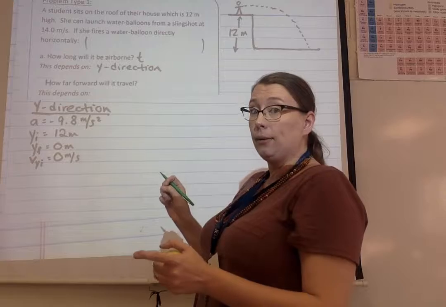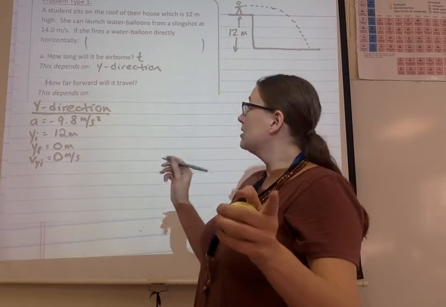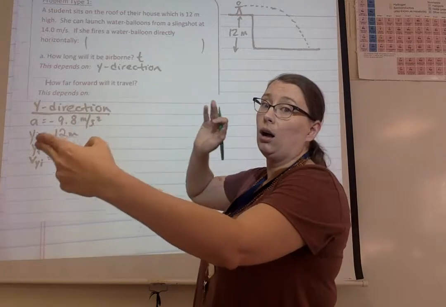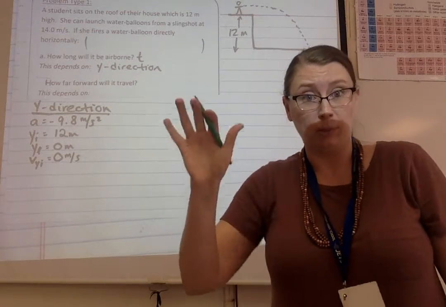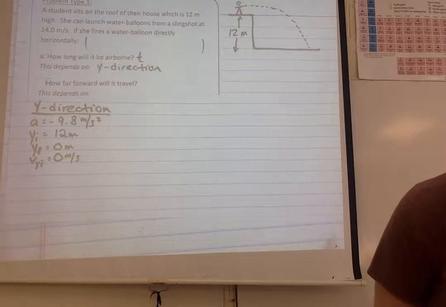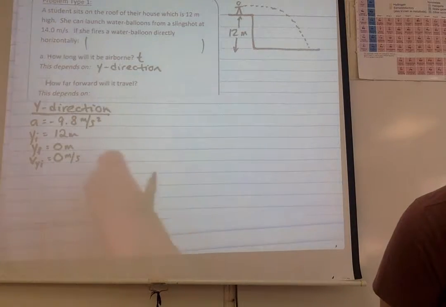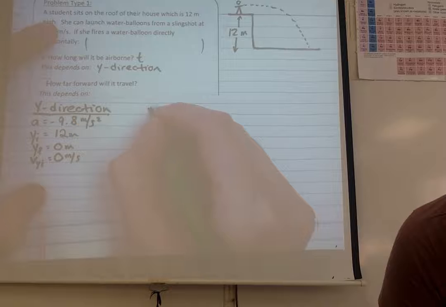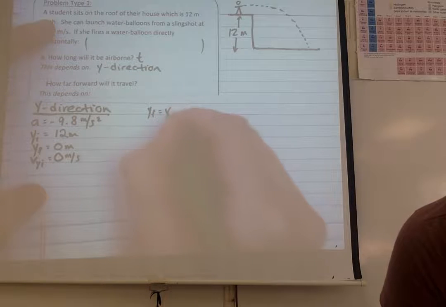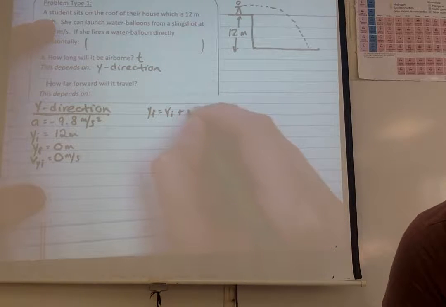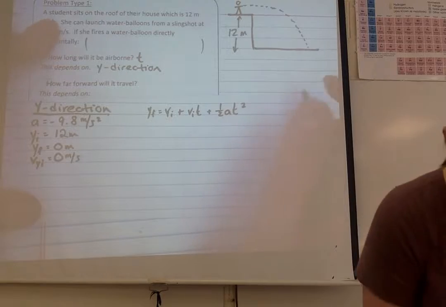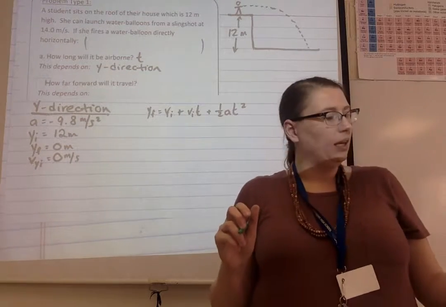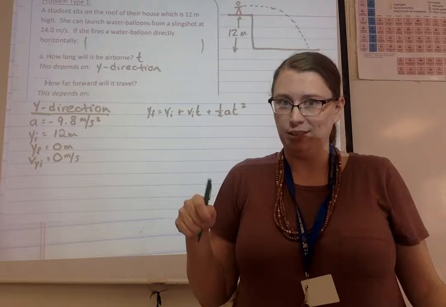So what I'm going to need is the long equation. Here we go. You should have this written down somewhere on your paper already. The long equation that we're going to use is y final equals y initial plus v initial t plus 1/2 a t squared. Oh, do we really have to do that? Oh, there's a trick. Thank you.